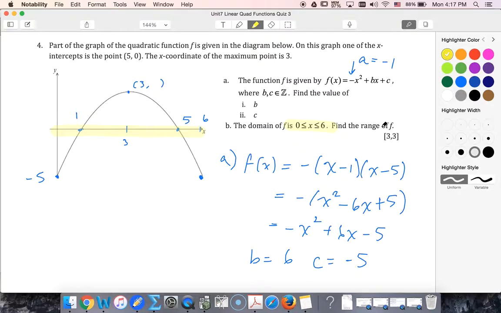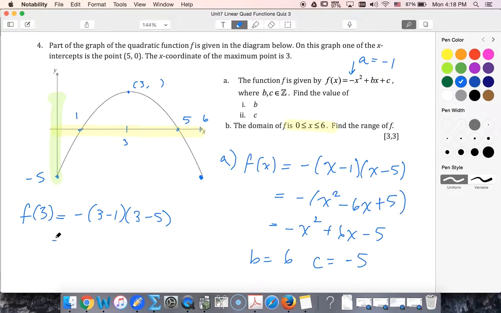Now I want to know the range with that domain. So my range is going to be from here up until this point, wherever that is. So I need to figure out that point. So I'm going to find f of 3. I can either plug into this equation or this one. I'm going to pick the first one, -3 minus 1 times 3 minus 5. That's going to give me negative times 2 times -2, which is +4. So now I know this y value is 4.